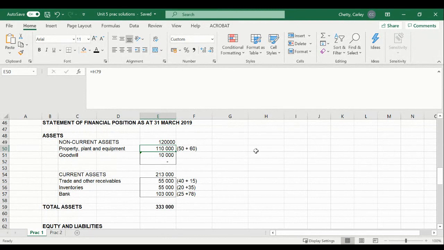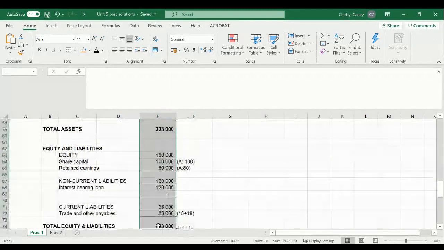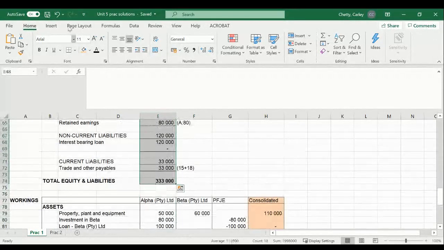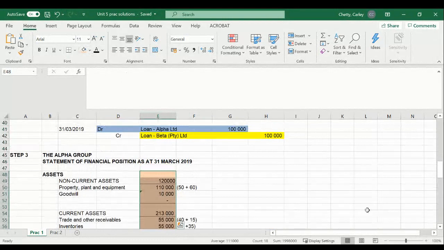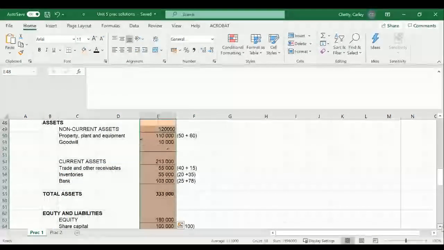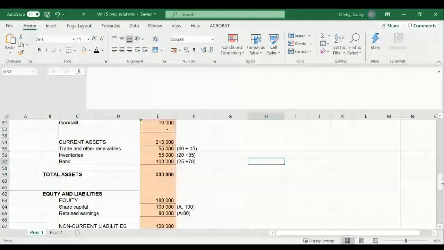So here you'll see property, plant and equipment was 110,000 Rand. And we said that was made up of alpha and beta, 50,000 Rand alpha PPE, 60,000 Rand beta PPE, okay, and so on. So we've gone through all of this. So you'll see this column here in the statement of financial position. This agrees to the column in the workings that I went through with you.